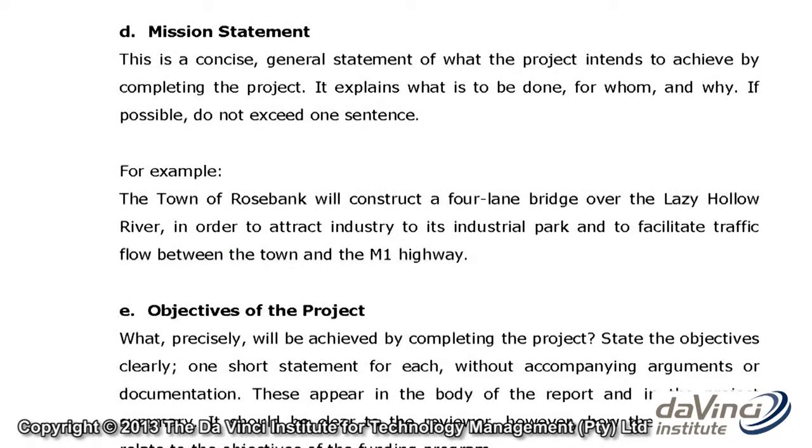For example, the town of Rosebank will construct a four-lane bridge over the Lazy Hollow River in order to attract industry to its industrial park and to facilitate traffic flow between the town and the M1 highway. Clear and concise. What is to be done? A bridge. For whom? The town of Rosebank.